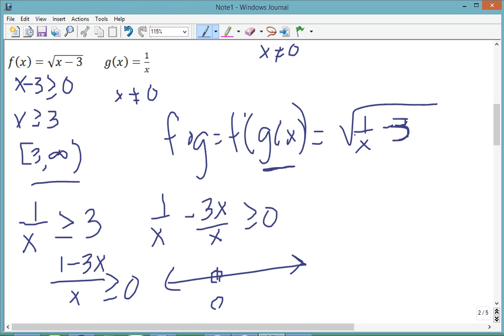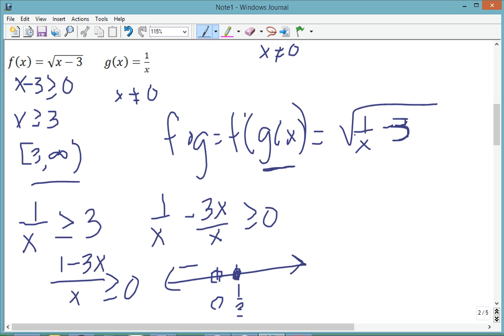And I am going to include that because it's okay for the top to equal 0. Now, let's look at these intervals. If I have it less than 0, like -1, I would get 1 minus a negative. So 1 plus 3, that would be 4, over a negative, so that would be a positive over a negative, so that would be a negative.